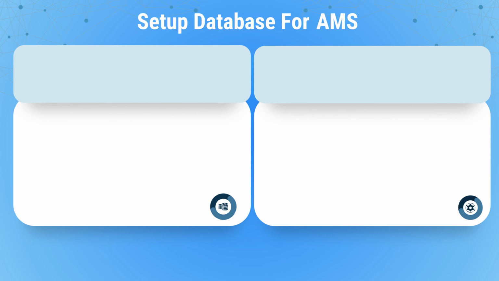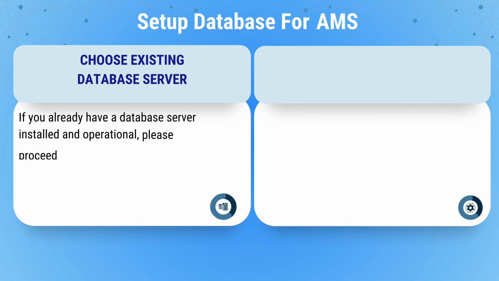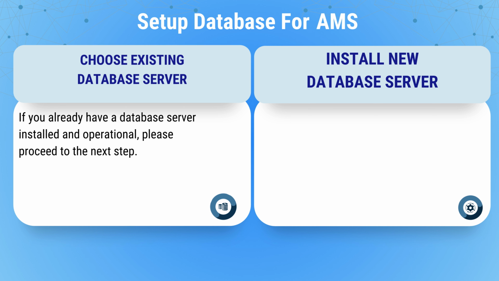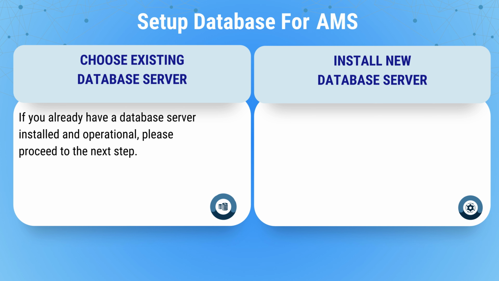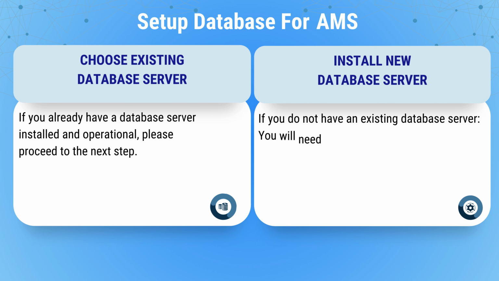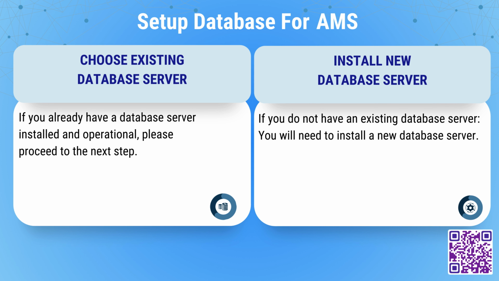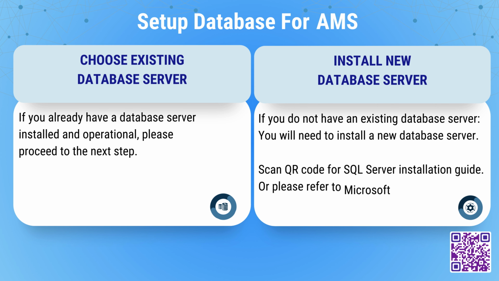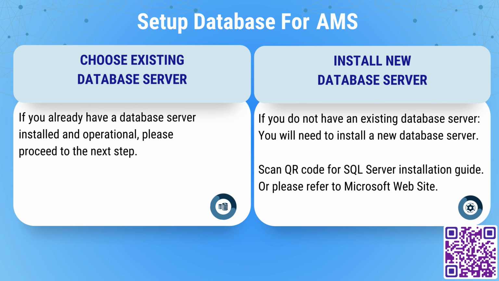Set up database for AMS. Choose existing database server. If you already have a database server installed and operational, please proceed to the next step. Install new database server. If you do not have an existing database server, you will need to install a new database server. Scan QR code for SQL Server installation guide, or please refer to the Microsoft website.